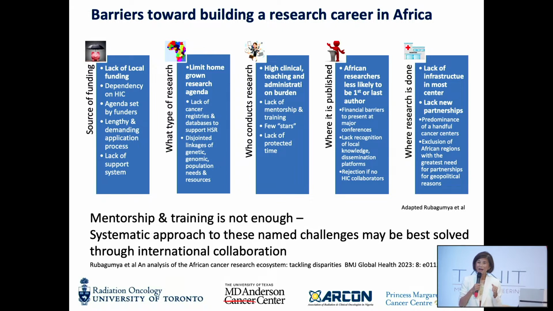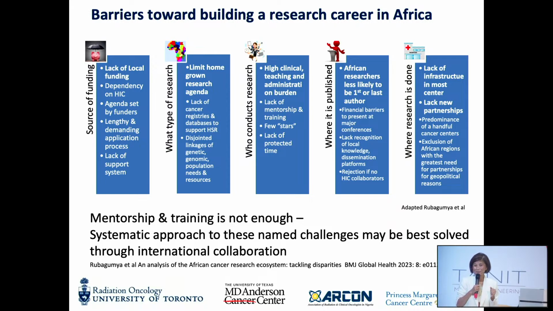I put in this slide to remind ourselves that mentoring and training is not alone, but an important step. Together, with a systematic approach, some of these named challenges and barriers towards research can perhaps be solved through good, strong international collaboration.